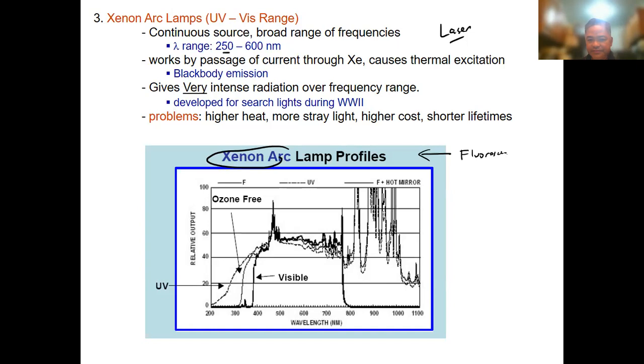Now, the way it works, the passage of current through xenon causes thermal excitation, which is just a black body emission. It gives very intense radiation over a frequency range. It was developed for searchlights during World War II. You know the searchlight, the powerful flashlight. There's only a problem here: higher heat, more stray light, higher cost, and shorter lifetime.